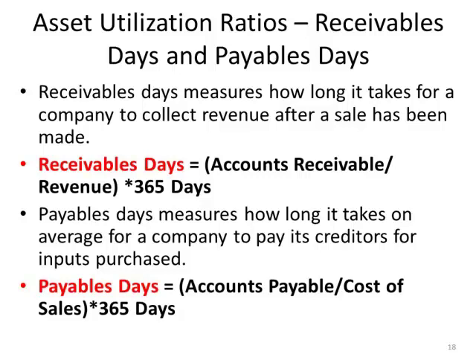And we use cost of sales because that's what the company is actually paying for the items. Then we multiply it all by 365 to get an annualized figure.